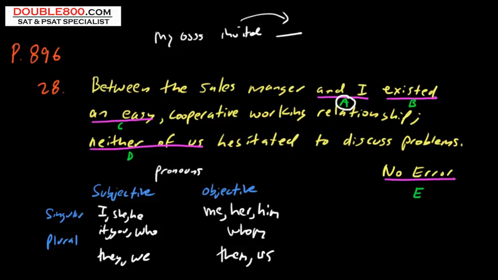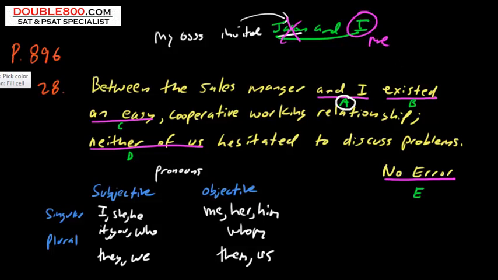If you see a question where it's, let's say, my boss invited, and there'll be a person's name and then a pronoun. My boss invited Jason and I to the baseball game. That is not right. Just take out the person's name and read it. My boss invited me. That's the first rule.